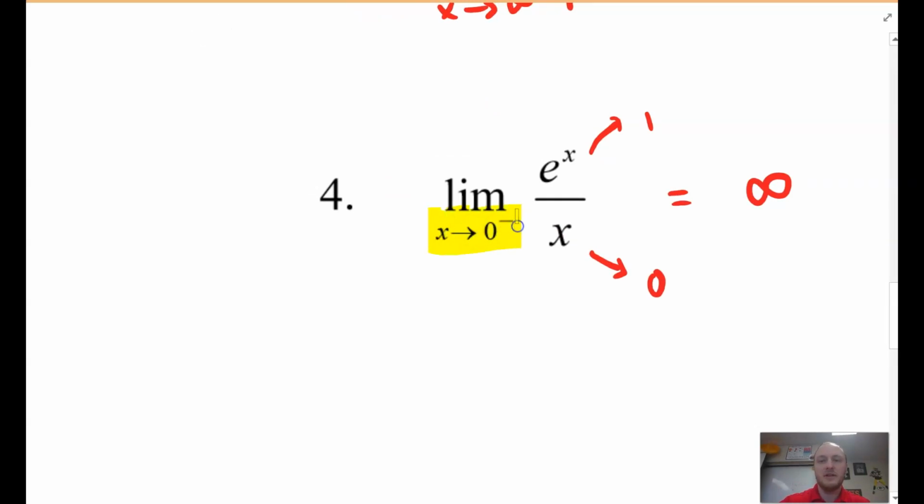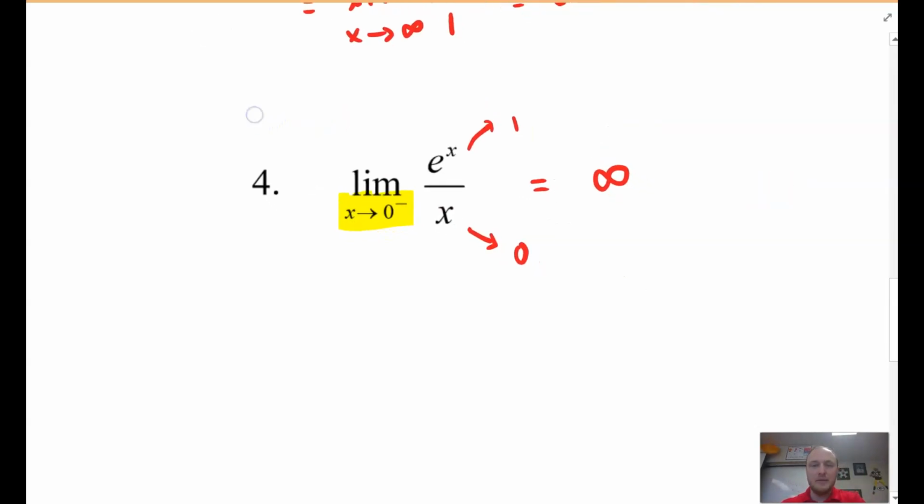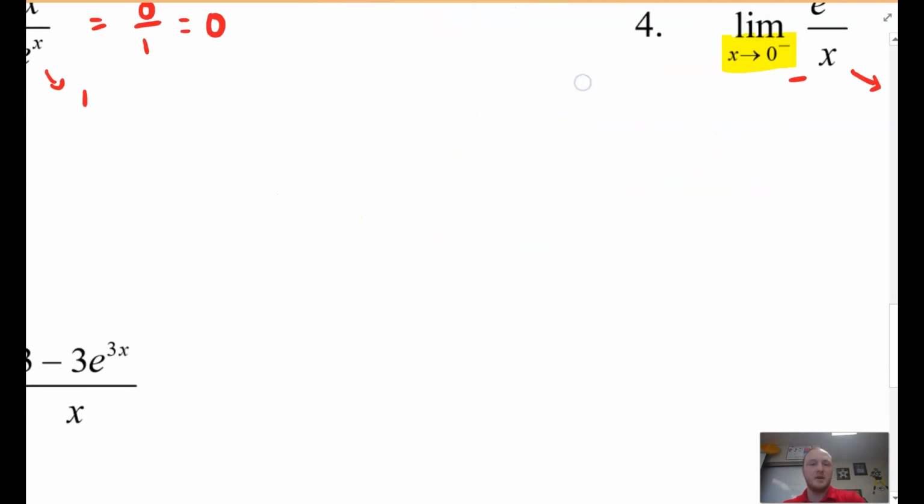From the left, from the left. Okay, so that means that my x values are actually negative, right? This is a negative. Okay, so it's going to be negative infinity. Or again, does not exist. All right, example 5.